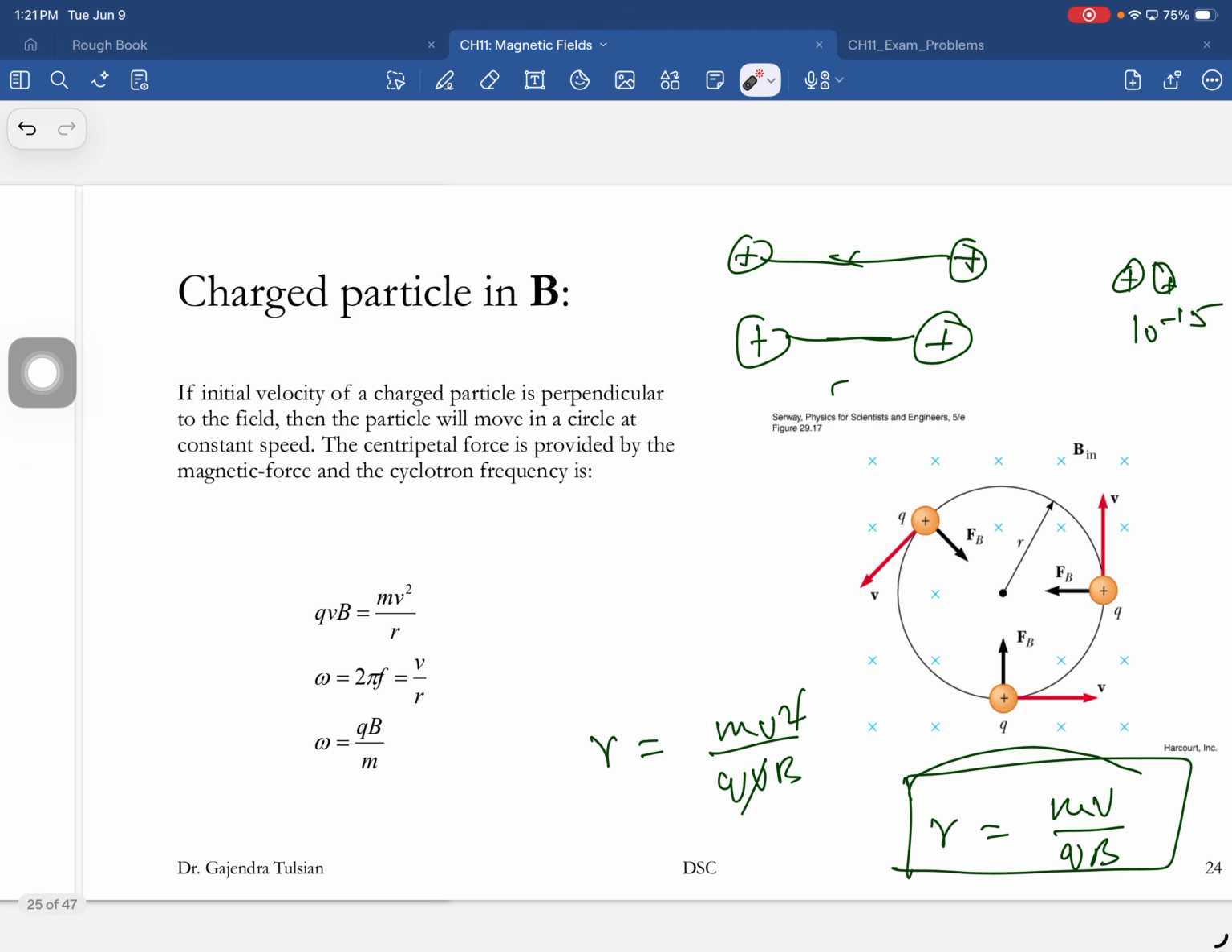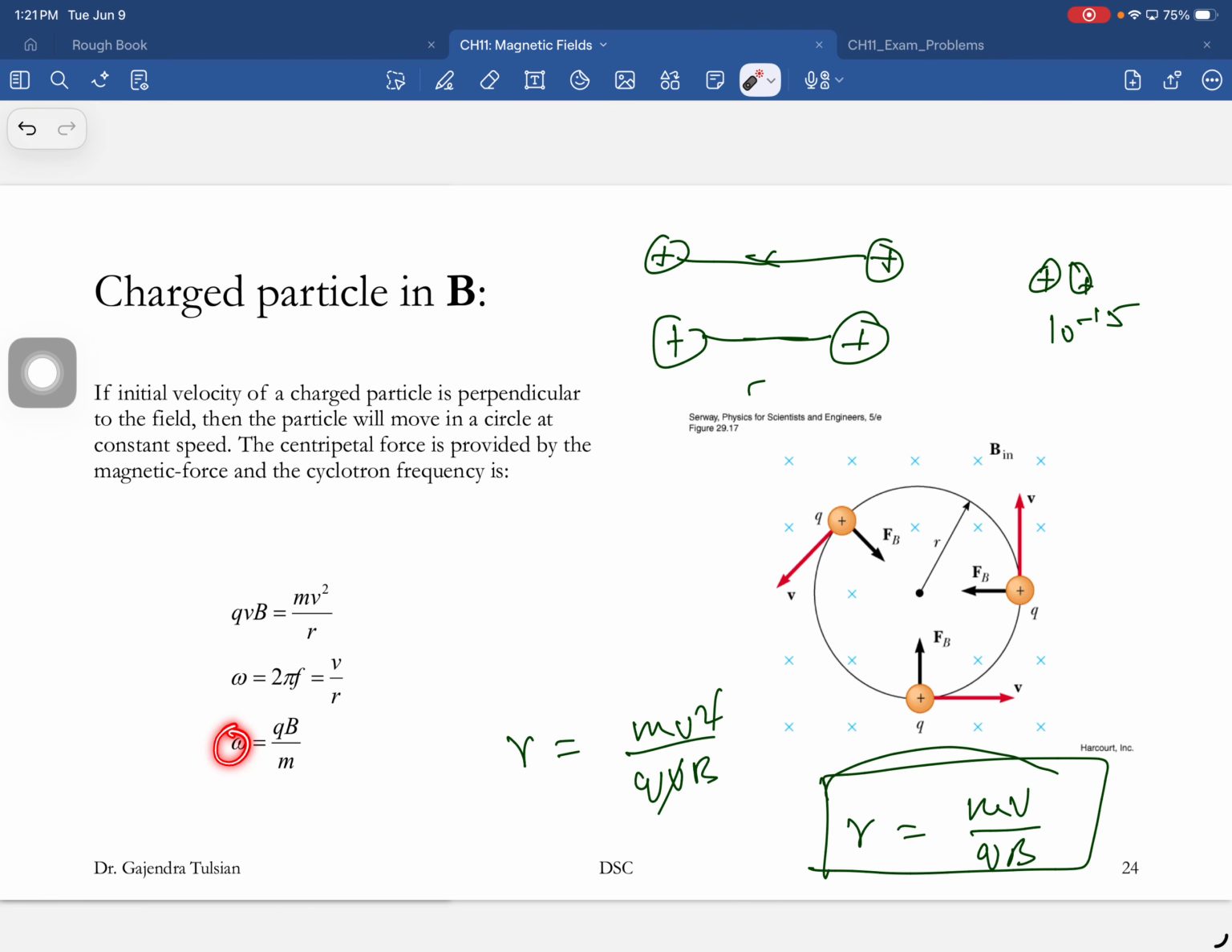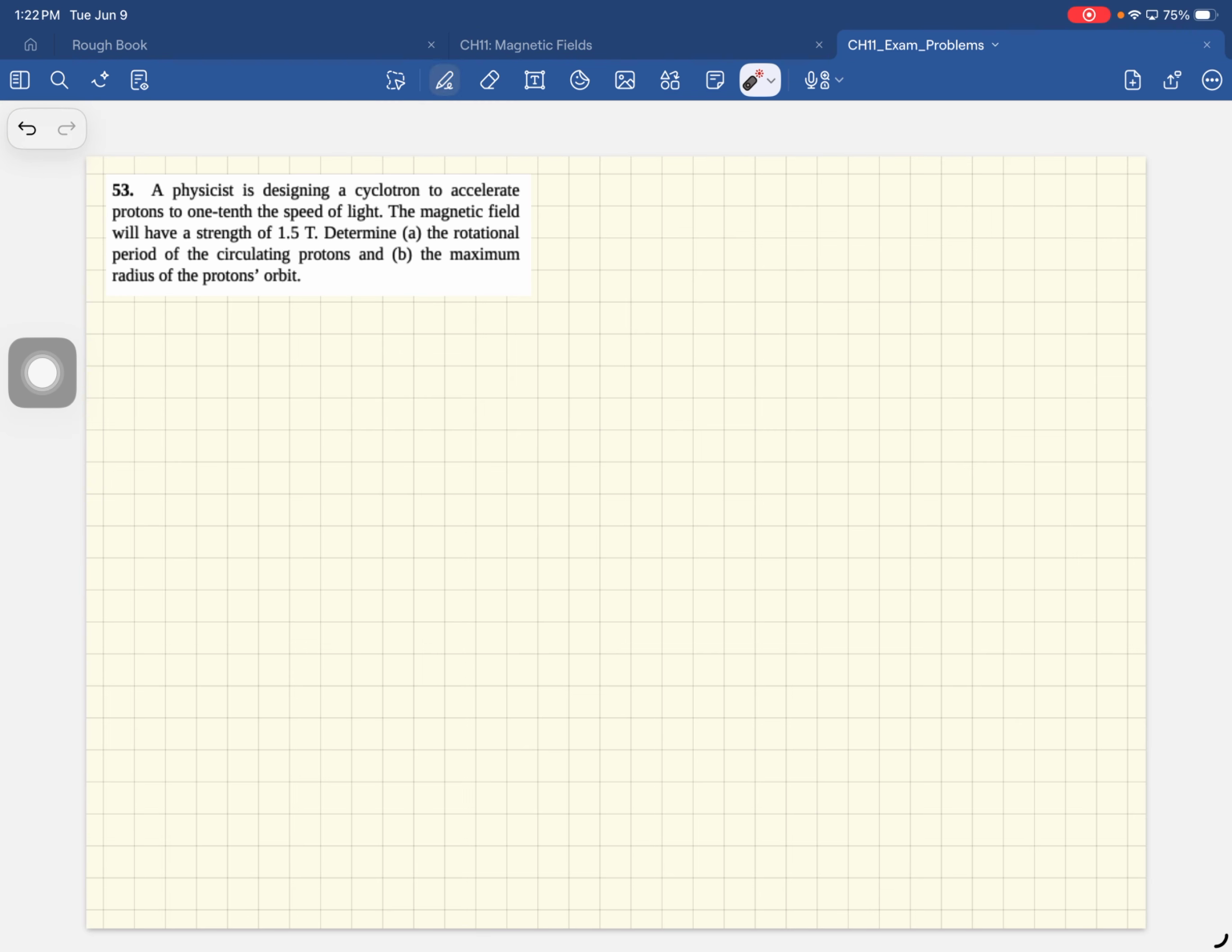0.21 meters. That's the radius of the orbit, so 40 centimeters. The cyclotron is about this big. A cyclotron this big with a magnetic field of 1.5 Tesla, you can speed up the proton to 1/10 the speed of light.